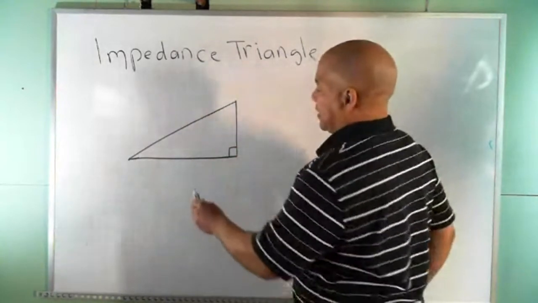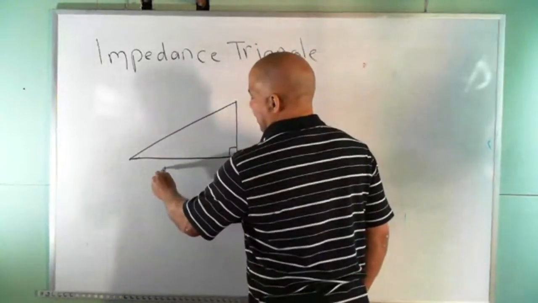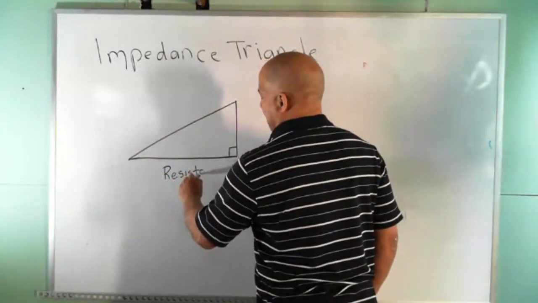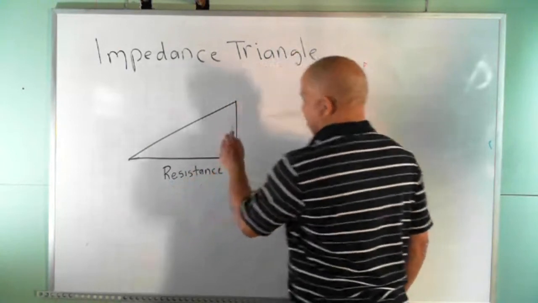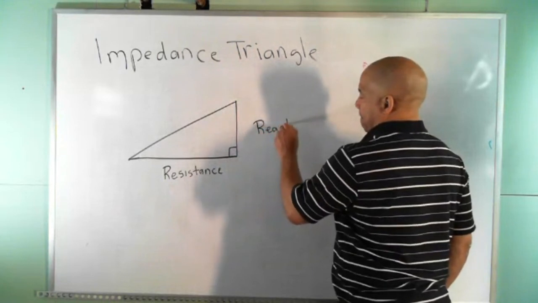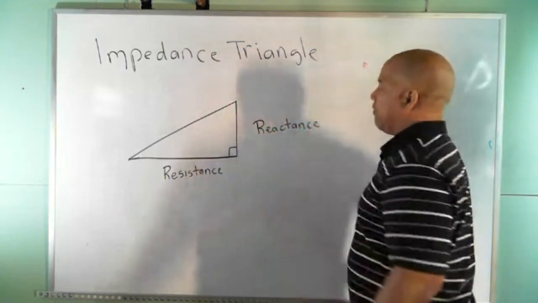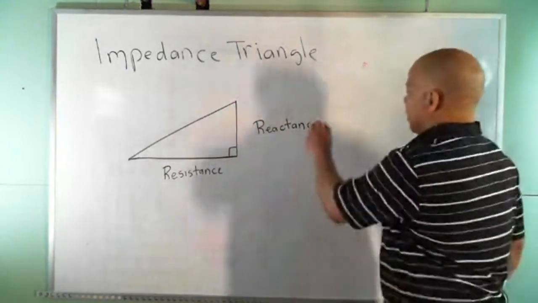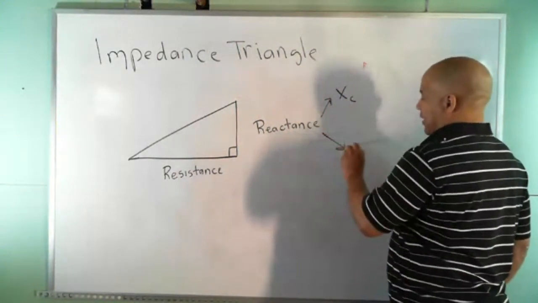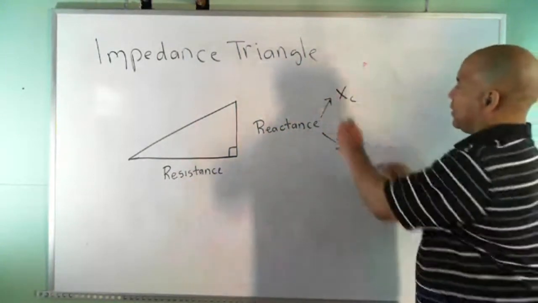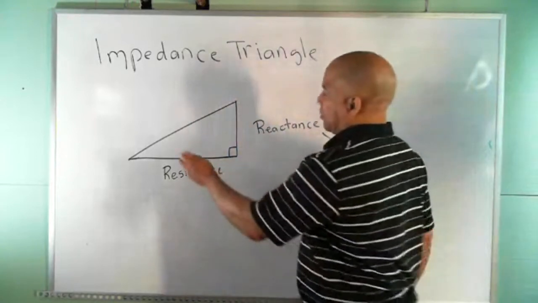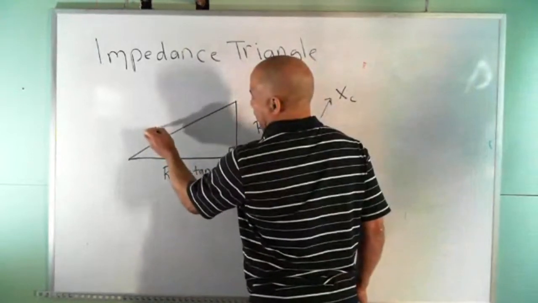And the sides, this is resistance on this side. On this side, this is reactance. Now remember, for reactance, there's two kinds. There is capacitive reactance, and there is inductive reactance. And right now, I'm just focusing on this one, right? But this side is reactance. And if you have a combination of the two, this is impedance.